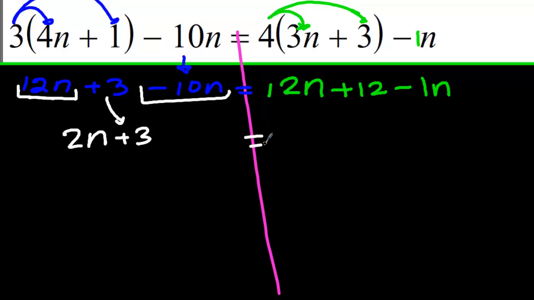On the right side of the equation, we can put this 12n and the negative 1n together. So 12 minus 1 is 11, so here's 11n. And we're going to carry this positive 12 down since we did not do anything to that.